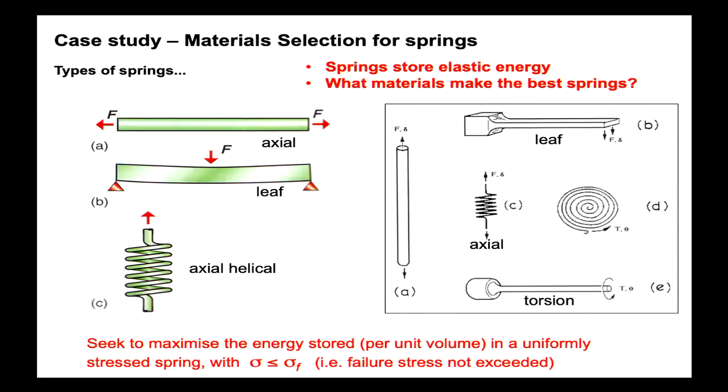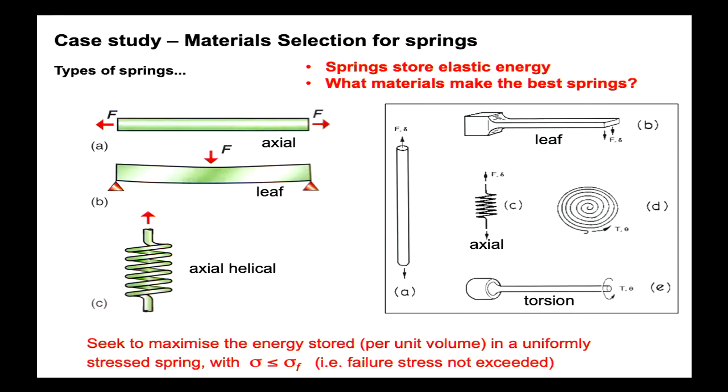And there's a whole heap of stuff up on the screen to just indicate a spring can be an axial spring, a leaf spring, an axial helical spring, etc. There's lots of variety. So let's just think about what's the maximum energy stored, and of course we might be thinking about per unit volume, we might be thinking about per unit mass. If it's volume and mass, if it's something that's got to act like a spring and go into space, for example. And this idea of uniformly stressed spring is important.